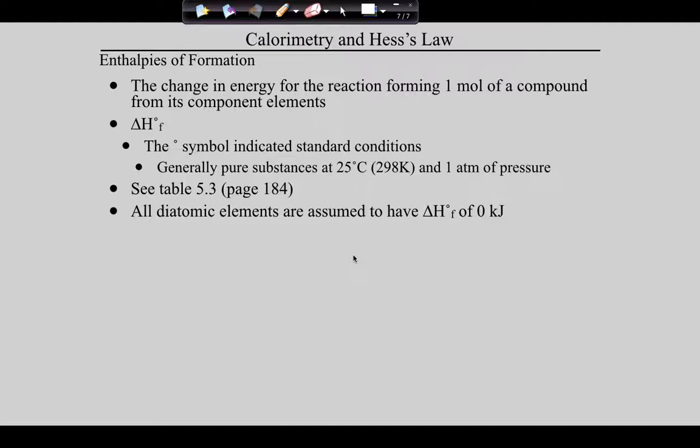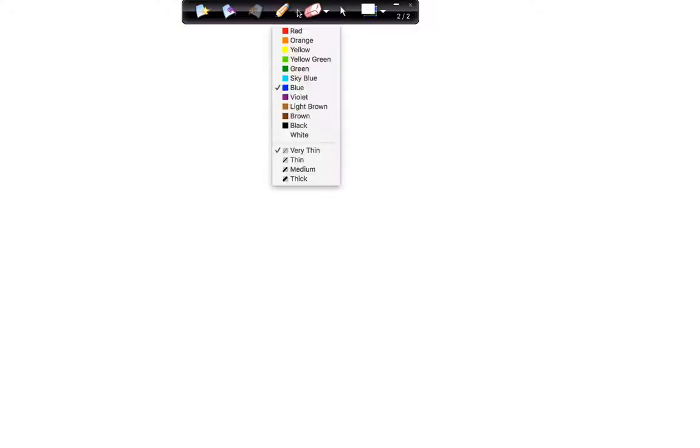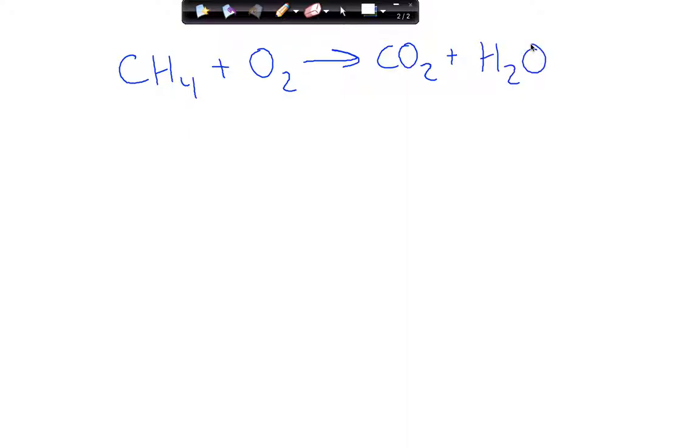I find this interesting. So guys, it goes like this. Do this with me. CH4 plus O2 yields CO2 and H2O. And then let's balance it.